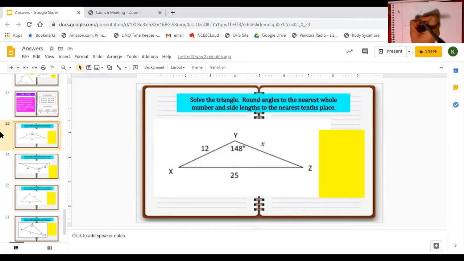Angle Y is 148 degrees. Side Z is 12, and side Y is 25. And then one of the sides, X, is labeled, but there's not a number there, so I'm not going to write that down.